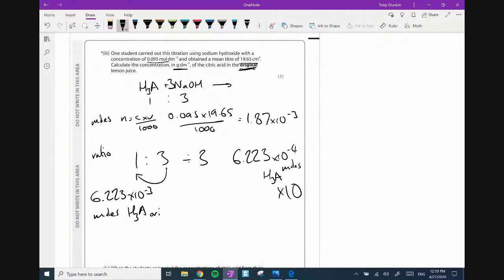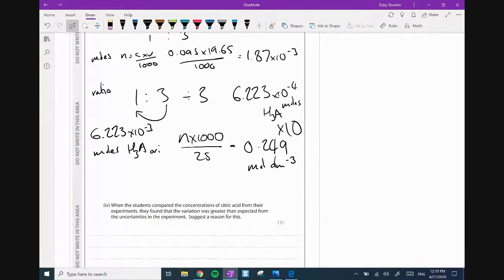Right, so I now need the number of moles, and that was in 25. Number of moles, I'm just going to reorganize, speed it up a bit. Times 1,000 over 25 gives me the concentration. I've got to times by 10 first, because I didn't do it on my calculator. Times by 1,000 divided by 25. The original concentration is 0.249 moles per dm cubed.